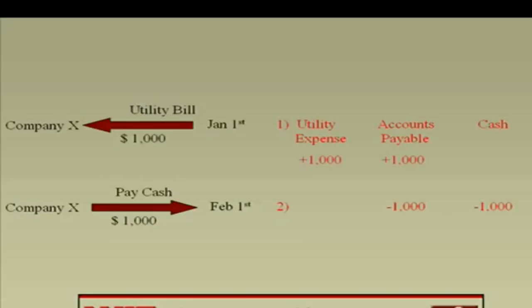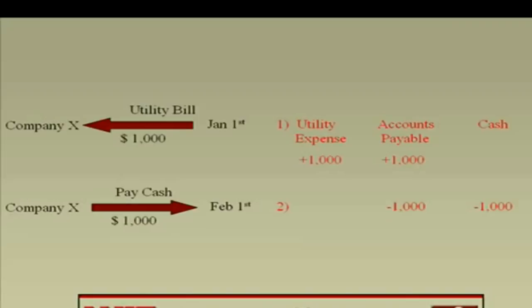Let's say your company X. You receive a utility bill for 1,000 on January 1. You make payment of cash on February 1. When do you recognize an expense? Expense recognition states that you recognize an expense when the company receives a product or service. So it's January 1. Remember, it's not when you pay cash. Let me repeat. Not when the company gets cash. Expense is recognized when the company receives a service and the bill.